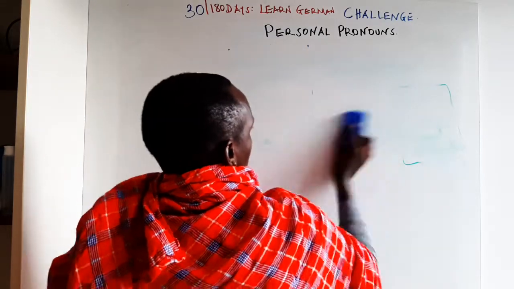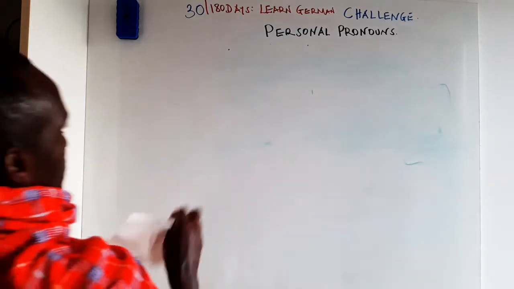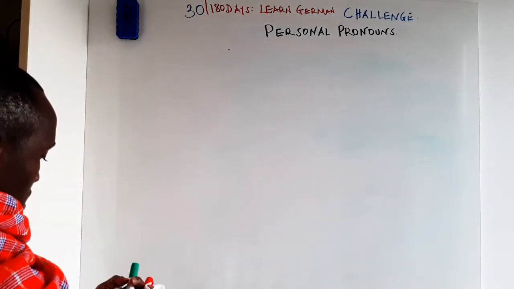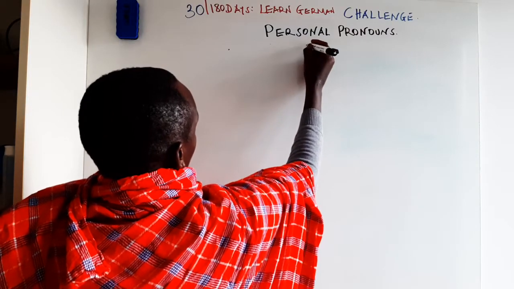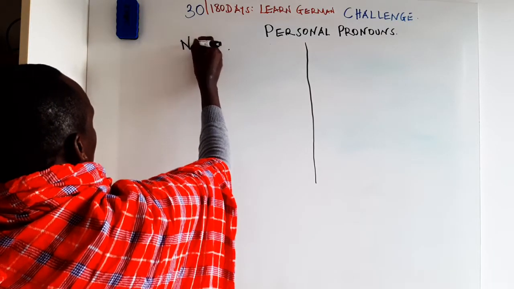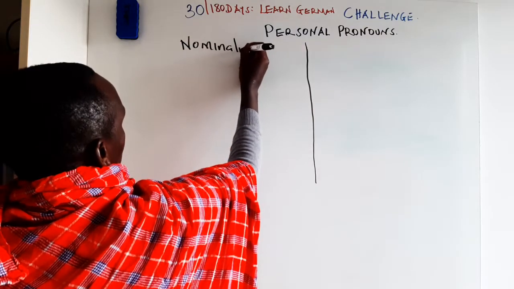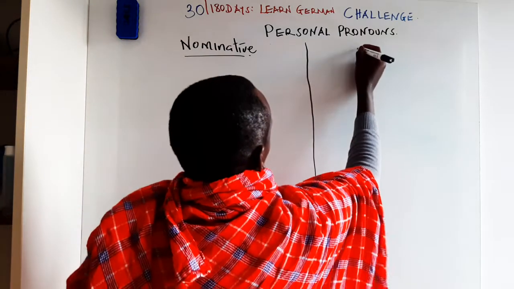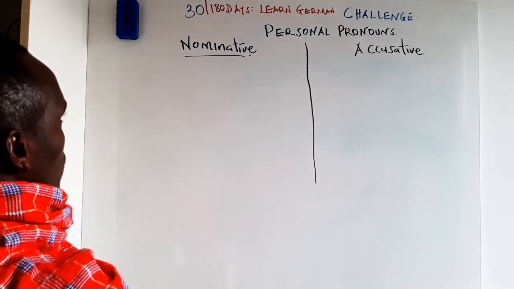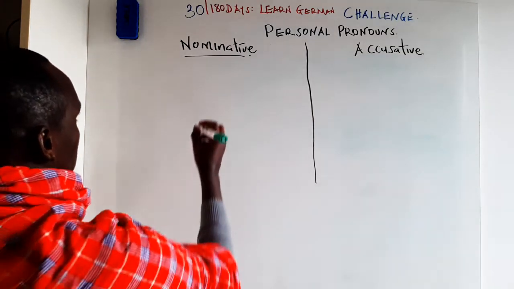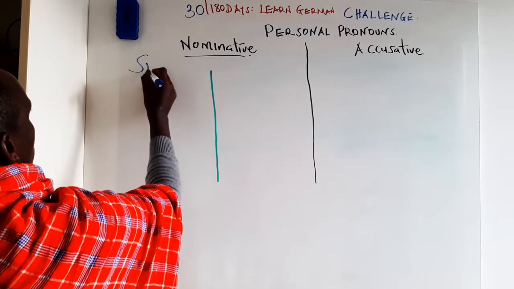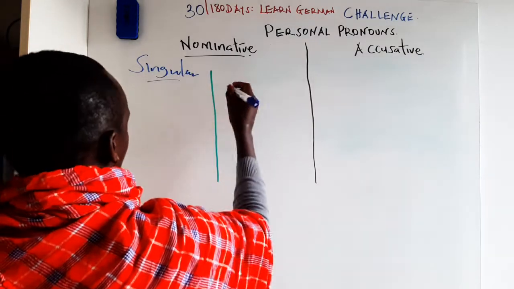If you want to start, let me use a white serviette so that it comes clean. So let me divide this board into two. In this column, I will write the nominative, just a quick reminder, and here we will do the accusative. Okay? In this column also, I will subdivide into singular and plural.